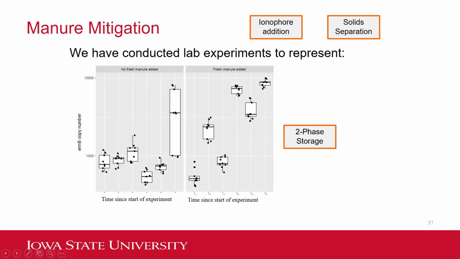Up at the top, you see I have ionophore addition and solid separation. We tested the ionophore addition just because it's used in pit foaming. Barns that have pit foaming problems will add the ionophores to try and reduce the methanogen populations, and so we wanted to see if that had an overall impact. So far, it doesn't seem to have any impact on the resistance community, and solid separation is still pending.